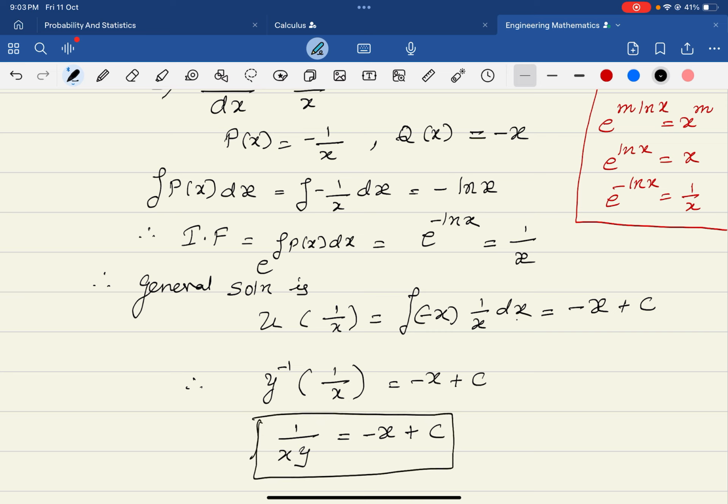I hope it is clear to all of you. So this is how you can very easily change the non-linearity to linearity in an easier manner. Let us now go to the next problem.